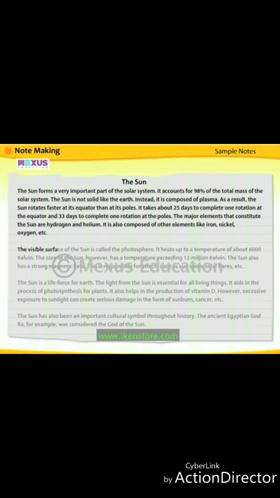The visible surface of the Sun is called the photosphere. It heats up to a temperature of about 6000 Kelvin. The core of the Sun, however, has a temperature exceeding 13 million Kelvin. The Sun also has a strong magnetic field. This is responsible for effects such as sunspots, solar flares, etc.